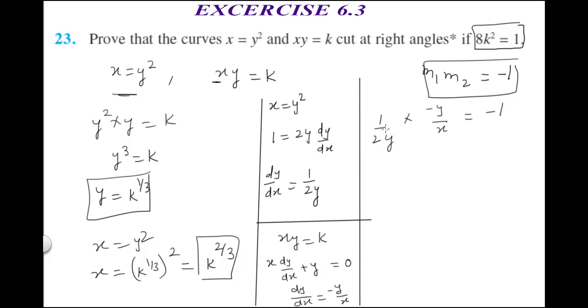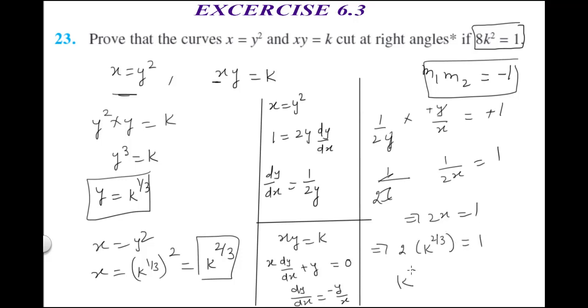Clear? Now let us put in the values of x and y in the slope. 1 upon 2, what is the value of y? Or we can just cancel it out, like y, and minus 1 and minus 1. So instead of this, we can make it much smaller. We get 1 upon 2x equals 1. So we get 2x equals 1. We know the value of x is k to the power 2 divided by 3. So k to the power 2 by 3 is equal to 1 divided by 2.